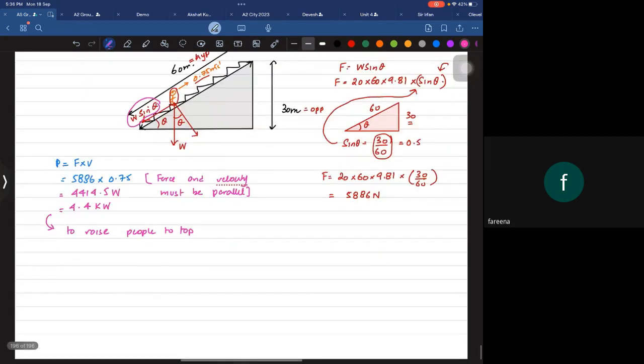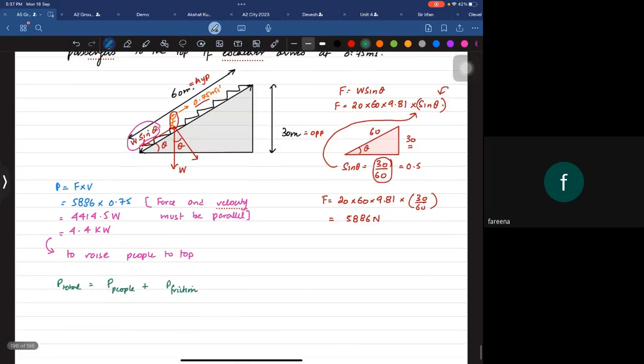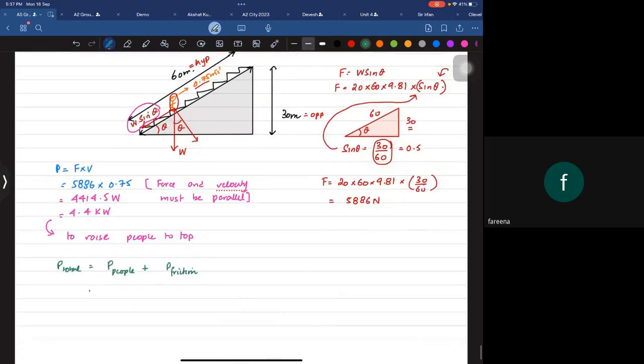But then we need to find the total power. So the total power required is the power to raise people plus the power that we need to spend on overcoming friction, right? They have already given that in the question, which is 2 kilowatts, right here, as you can see. So I'm going to put 4.4 kilowatts plus 2 kilowatts. So the total is going to be 6.4 kilowatts, and that would be the answer.